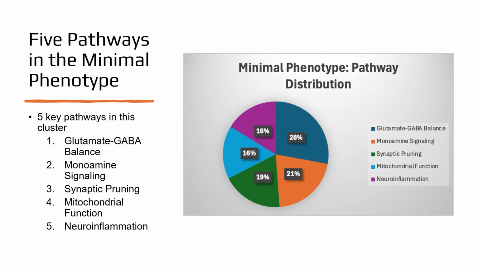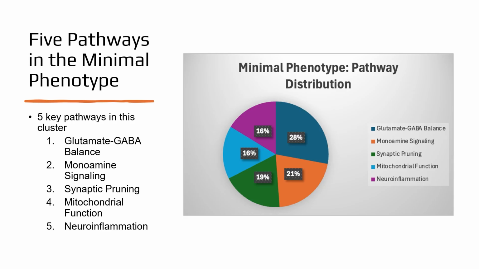With this cluster, I identified 5 core pathways: glutamate-GABA balance, monoamine signaling, synaptic pruning, mitochondrial function, and neuroinflammation. Glutamate-GABA balance makes up about 28% of this cluster, meaning in 28% of cases, an imbalance between glutamate and GABA causes extreme sensory overload that leads to meltdowns and stimming.